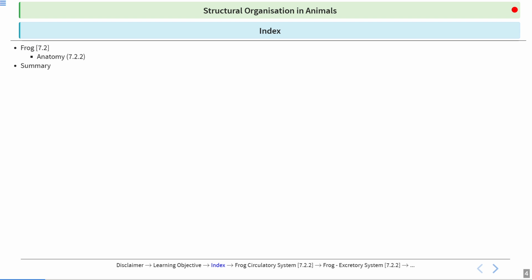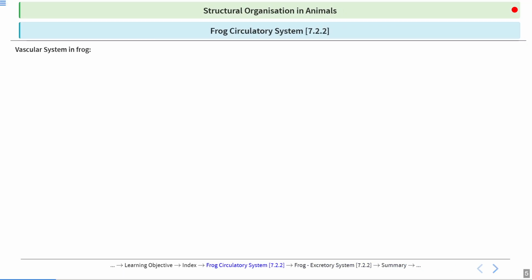Then after completing these two particular subtopics, we will have a summary. There will be some NCERT based questions related to today's lecture. There will be some keynotes. And at the end, there will be some interesting questions that you are going to solve on your own. So let us start today's lecture with the frog circulatory system.